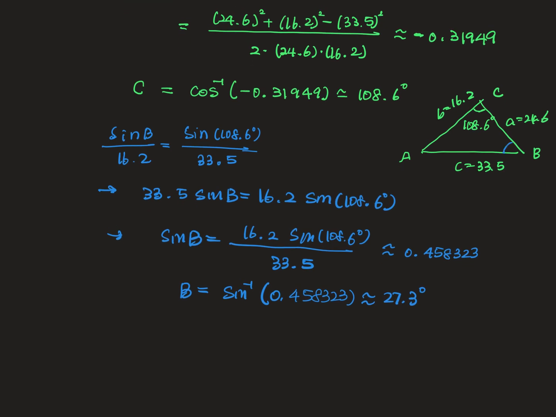Now angle A plus angle B plus angle C is 180. So you find angle A is 180 minus 27.3 degrees minus 108.6 degrees, which is 44.1 degrees. So you have to pick the law of sines or the law of cosines based on the information.